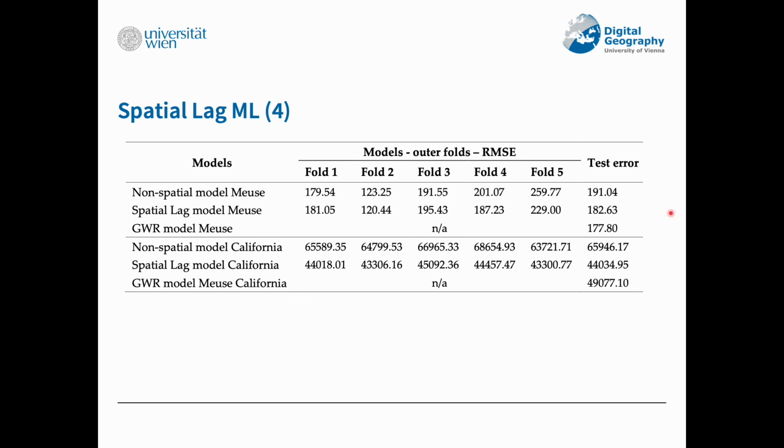If we look at the average test error, we can see that the GWR model in the case of Meuse performed a little bit better than the spatial lag model, whereas for the California data, the spatial lag model performed a little bit better than the GWR model. And in both cases, the spatial lag model and the GWR model performed better than the non-spatial, the pure random forest model.